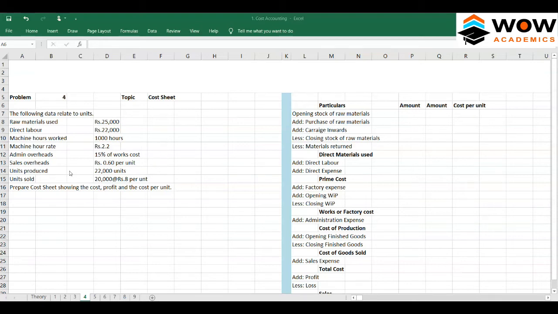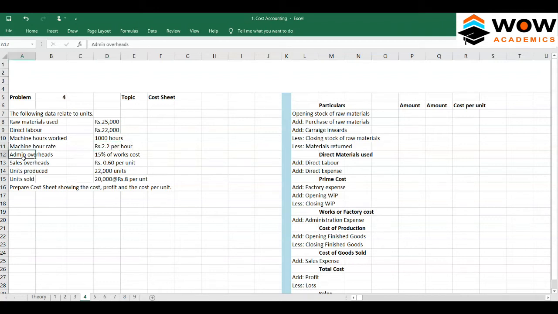So we'll read this question. The following data relate to units. Raw material used is 25,000. Direct labor is 22,000. Machine hours worked is 10,000 hours. Machine hour rate is 2.2. So that is like per hour. So this should be per hour.